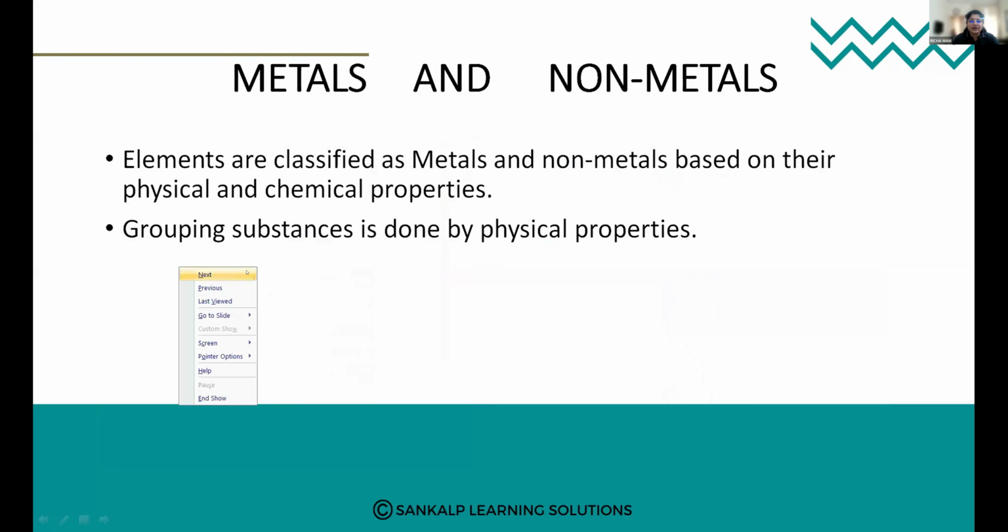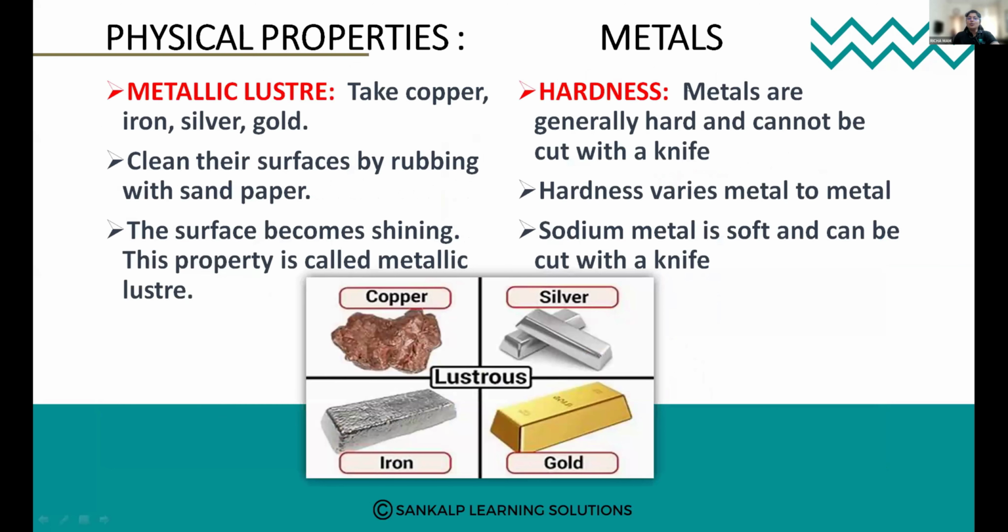So let us see the physical properties. What are the physical properties of metals? Firstly, they have luster, metallic luster. What do you mean by luster? The shiny surface, the metals shine. How do they shine? Because they have that property, they have that shining property.